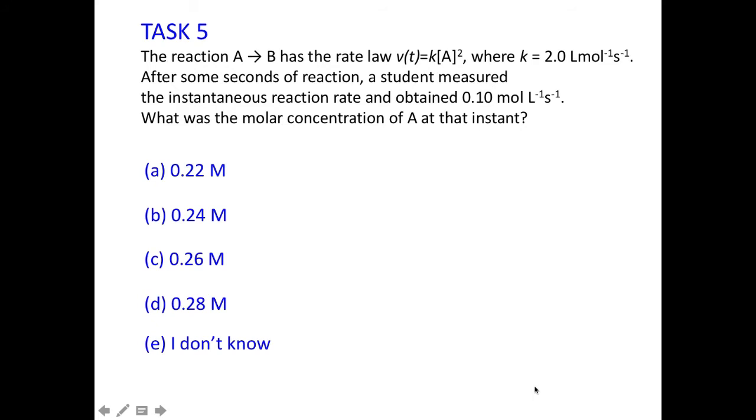Now let's do our last task here. The reaction A giving B has the rate law v(t) equals k multiplied by the concentration of A squared, where the rate constant k is given. After some seconds of reaction, the student measured the instantaneous reaction rate and obtained this value here. So this is the instantaneous reaction rate for this reaction. It's 0.1. What was the molar concentration of A at that instant? You can solve this now and stop this video, and then you play again to see the answer.